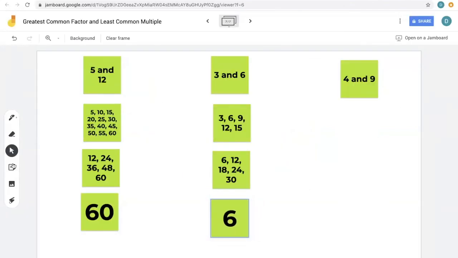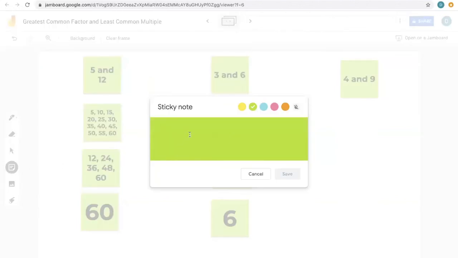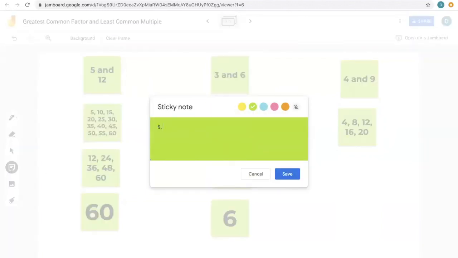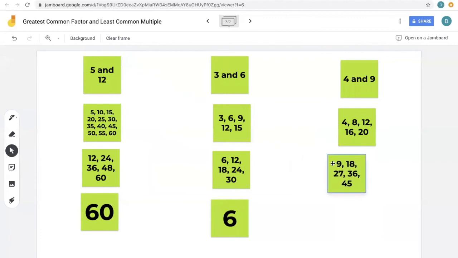Now 4 and 9, this may be another long one. So let's see, 4, 8, 12, 16, and 20. We'll start with that. And then let's do the first 5 of 9 here. We have 9, 18, 27, 36, and 45. So as we can see, none of them match again.